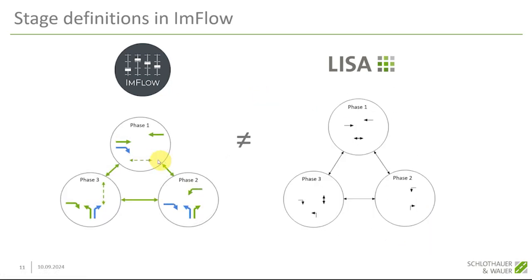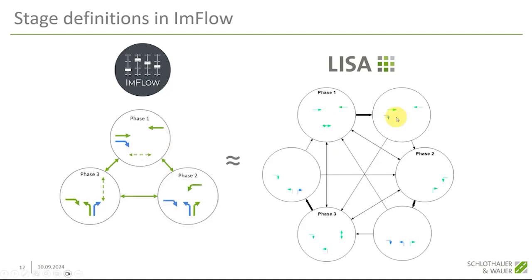So what is 3 stages in ImFlow in the Lisa world would actually be 1, 2, 3, 4, 5, 6 stages, being comprised of primary and secondary signals. So you see you have more flexibility in an ImFlow stage than in the Lisa stage. This means there is more to find in this diagram than in a traditional one.